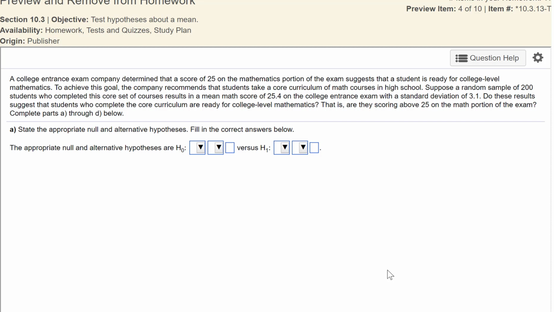Do the results suggest that students who complete the core curriculum are ready for college-level mathematics? That is, are they scoring about 25 on the math portion of the exam? Complete parts A through D below. So part A, state the appropriate null and alternative hypotheses.